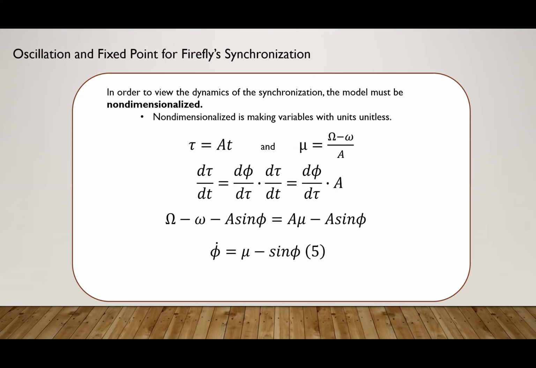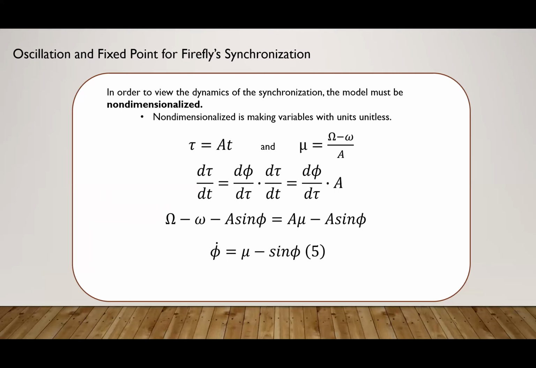So if we were to introduce tau to equal a times t, and mu to equal capital omega minus lowercase omega divided by a, we could start by rearranging what we stated by what is dependent on. So as we could see here, the change of tau over the change of time equals the change of phi over the change of tau times the change of tau over the change of time. With cancellation, we could achieve the change of phi over the change of tau times a.